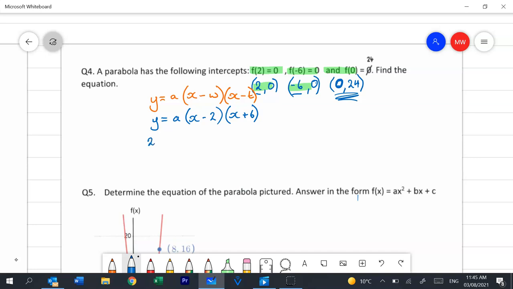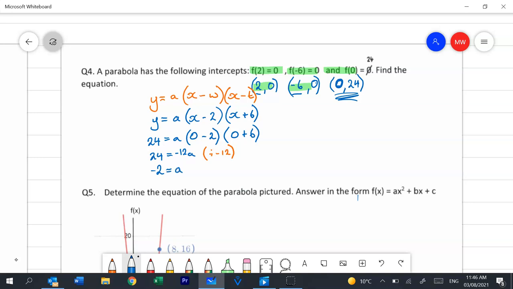So y becomes 24. A is unknown. We've got a 0 because x has become 0 minus 2, a 0 plus 6. So now we've got 24 equals a times negative 2 times 6, which makes negative 12 groups of a. We'll divide by negative 12 on both sides, and we'll find that a is minus 2.